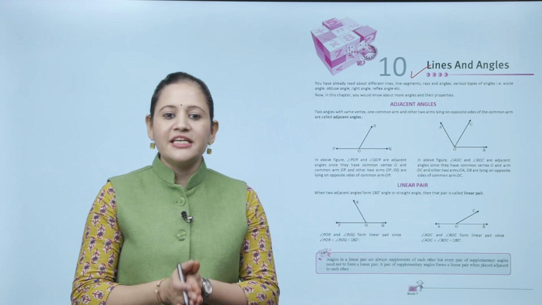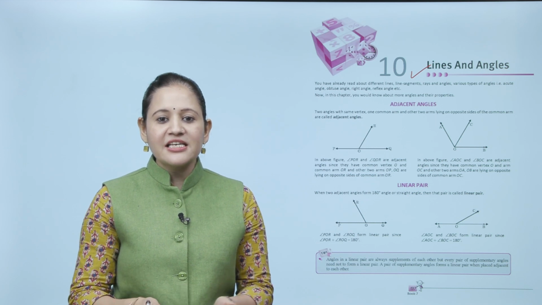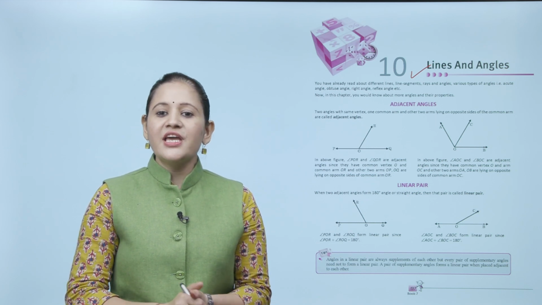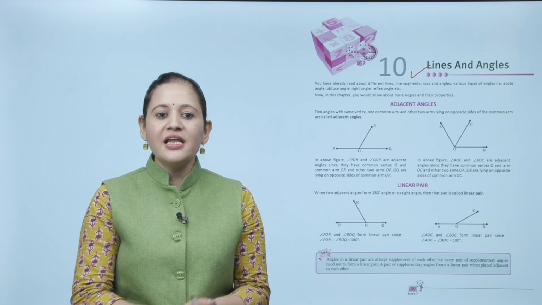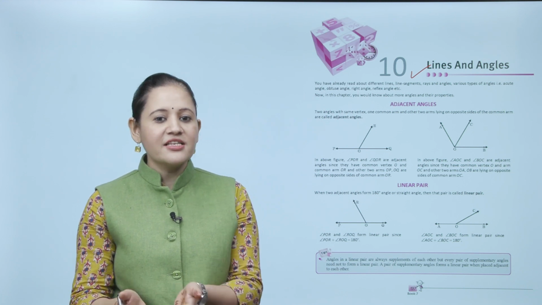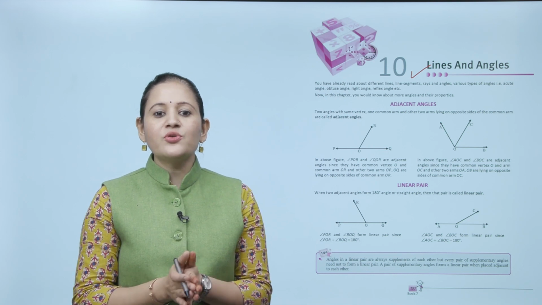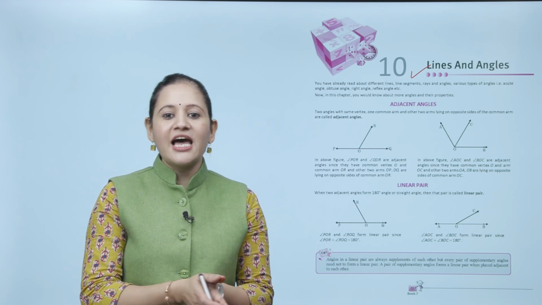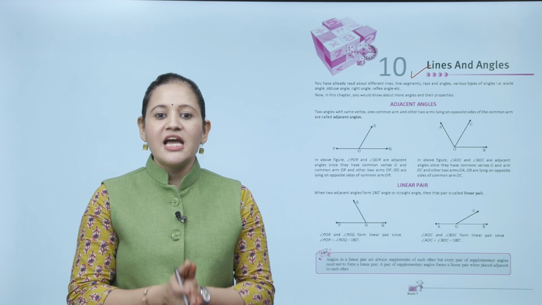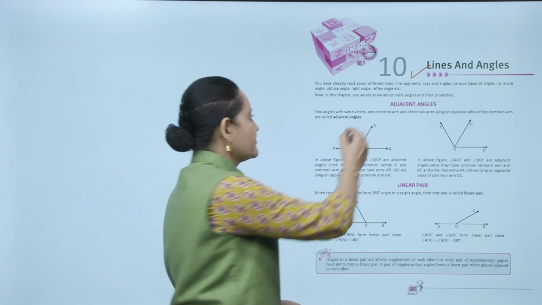We have already read about different lines, line segments, rays and angles, and various types of angles, for example acute angle, obtuse angle, right angle, reflex angle, etc. Now in this chapter we will learn about more angles and their properties. First is adjacent angles.